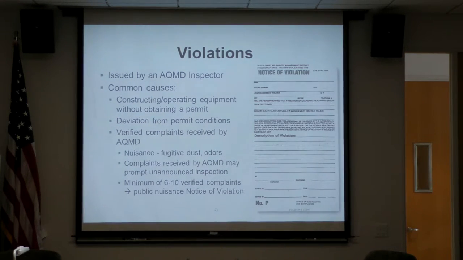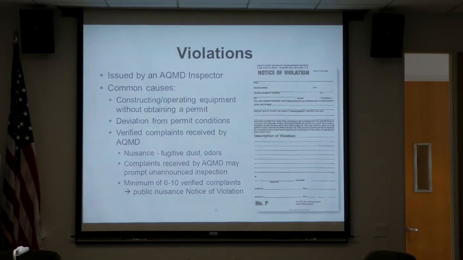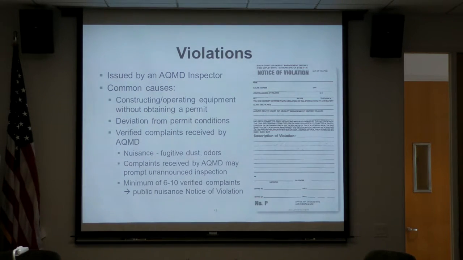Also, complaints received by AQMD, whether it is nuisance caused by fugitive dust or odors, can lead to a notice of violation. So when AQMD receives a call from someone complaining about the odors, that would trigger AQMD to head out to our facilities to try to match the odor that they were given to what they smelled at the plants. And if AQMD can verify that the complaints are valid and it is coming from our plants, they just need 6 to 10 verified complaints for the day in order for them to issue a public notice of violation.